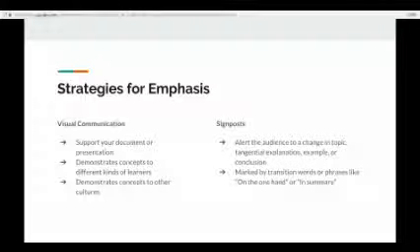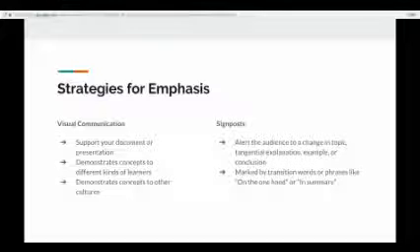So some general strategies for emphasis across all or most of these modes are the following. You can use visual communication in just about any of these: written document, oral presentation, and then of course visual presentation. The visual components of anything are going to support the document that you have. It's going to demonstrate certain concepts to different kinds of learners, and it's going to demonstrate concepts to other cultures as well. You also always want to be using signposts.